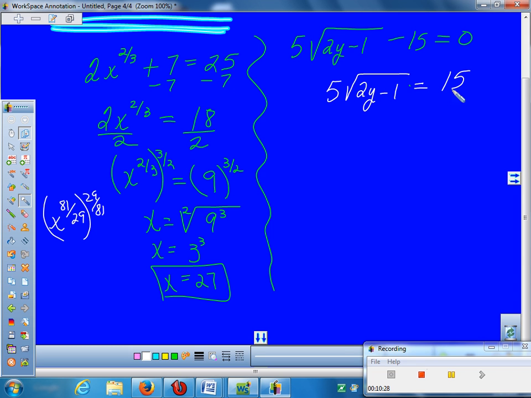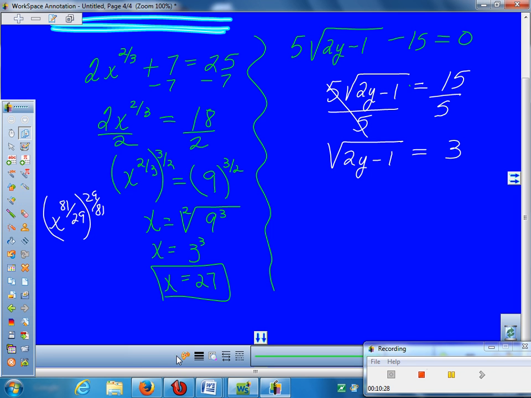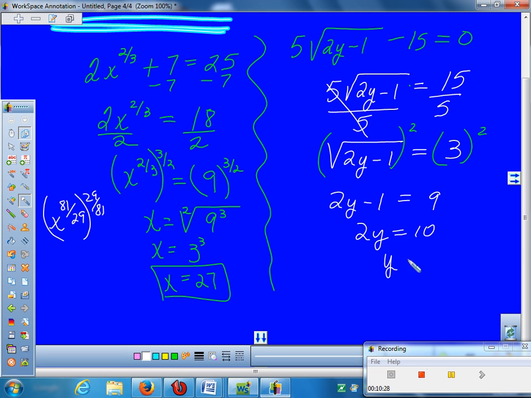Then how do you get rid of the 5? If it's times 5, you divide by 5. Equals 3. Okay, now here's the wrinkle. How do I get rid of a square root? You square both sides. So if I square both sides, I would get 2y minus 1, because the square root will go away when I square the square root, equals 9. Is that hard to solve? No, this isn't bad. 2y equals 10. y equals 5. We should have a lot of these.